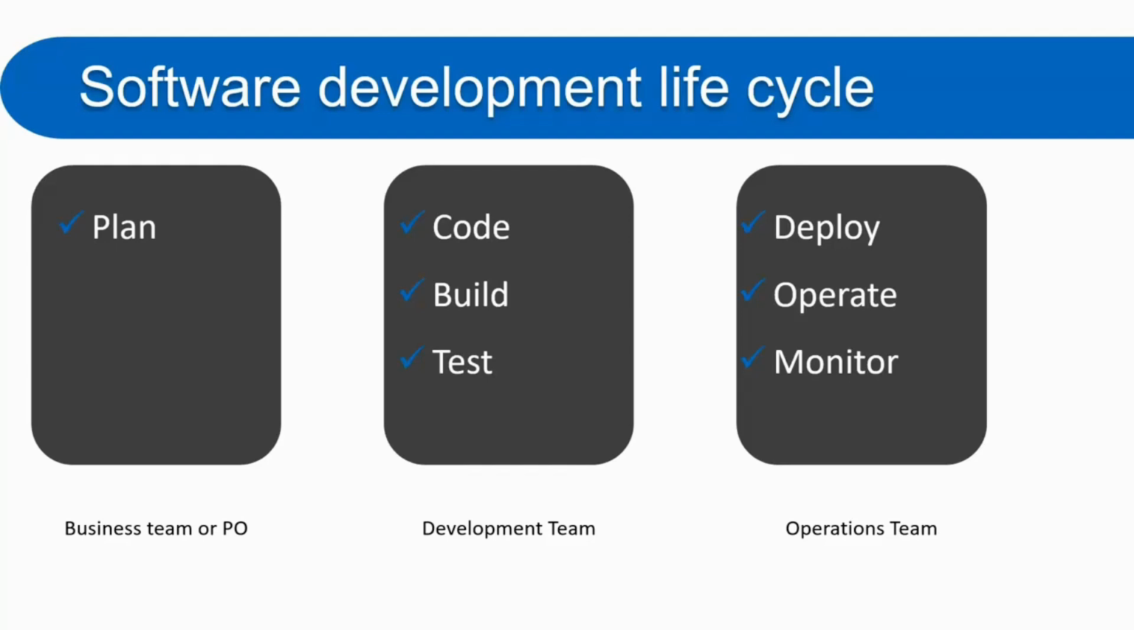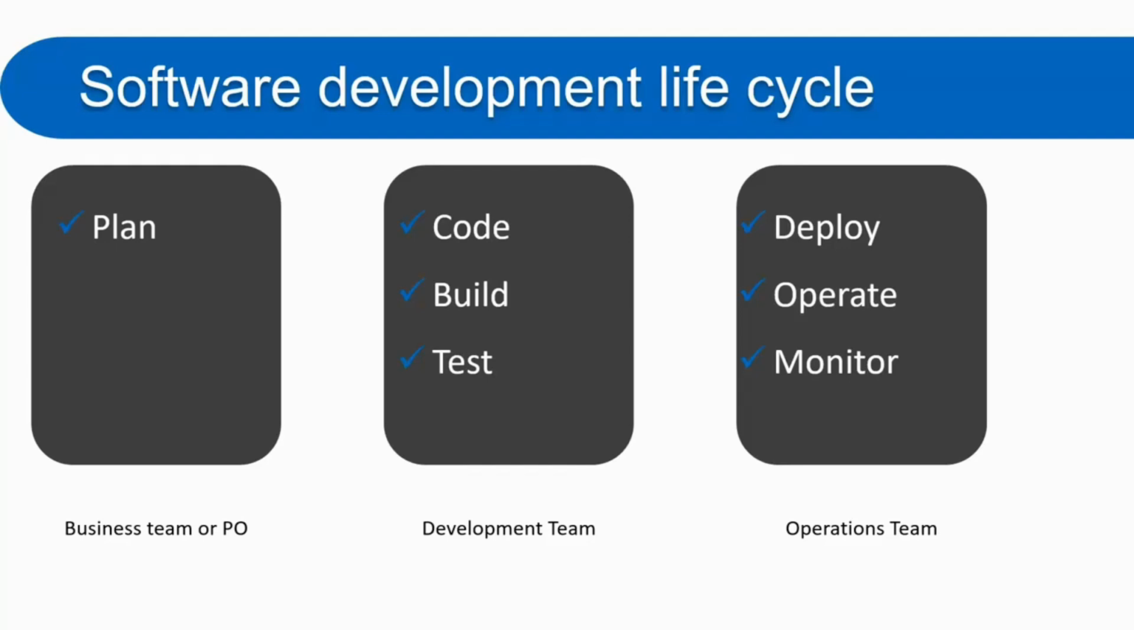They code, build and test the product, and then at the last we have the operations team. The main work of the operations team is to deploy the code on the server, monitor it and operate it. So right now we can say that we have 3 teams working on a particular product deployment. Earlier, when we were working in the waterfall model, all these teams were working independently.